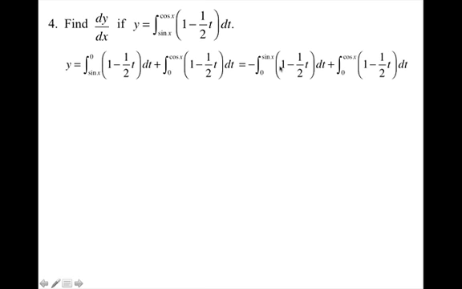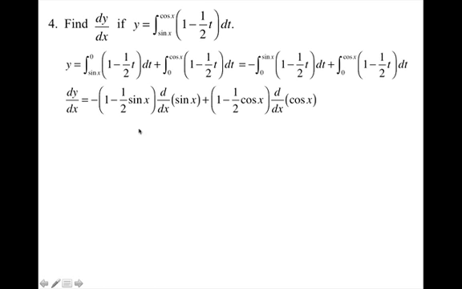So in the first integral, wherever I see a t, I'm going to replace that with sine x. In the second integral, anywhere I see a t, I'm going to replace that with cosine x. But since the upper limit is not just an x, I'm also going to have to multiply each one by the derivative of the upper limit.